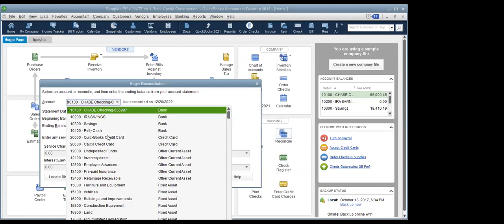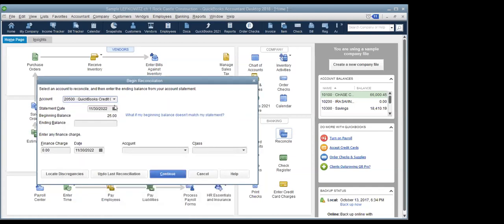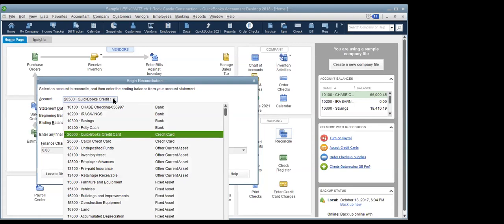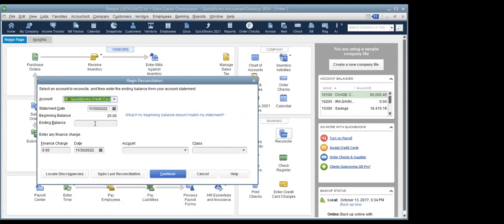So you could go to credit card. Okay, this example is, you see November 30th, this credit card. The name is QuickBooks credit card. $25 was the beginning. Let's say my ending is $125. Over here it says finance charge if you owe money, and the date and the account. If you don't have one, just continue.